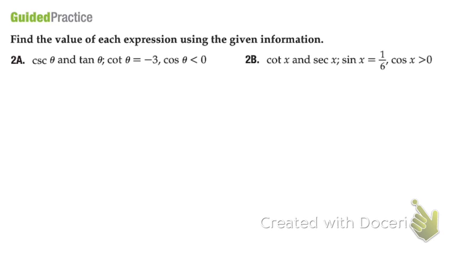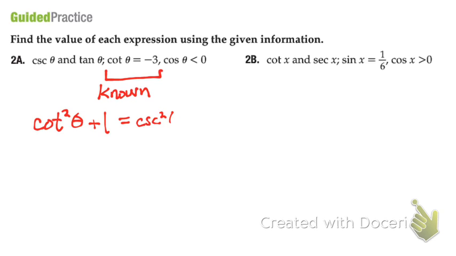All right, so if we had a problem that looked like this, we've been given some information, something about cosine, and we want to figure out different values. We can start by looking at what we know. We've been given a value for cotangent. We know that cotangent squared plus 1 is cosecant squared from the previous slide. That's one of our Pythagorean identities. And now we're going to plug in some values and see what happens as we work through it. So I get negative 3 squared plus 1 squared is cosecant squared.